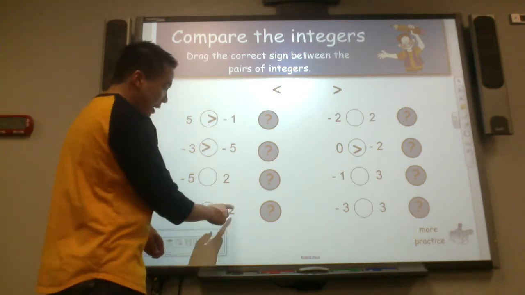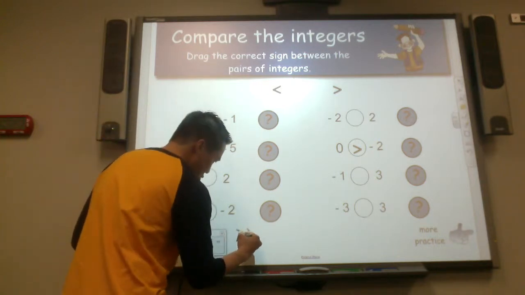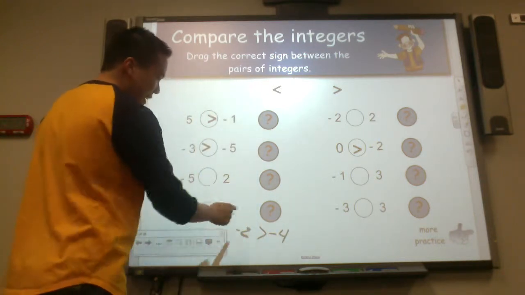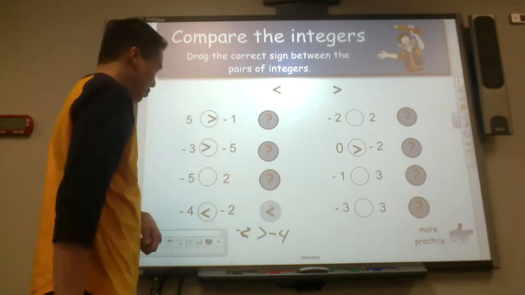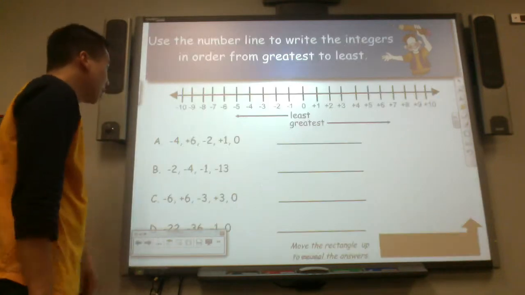Could you also say negative 2 is greater than negative 4? If I rewrote it this way, you can. Both of them mean the same thing. So negative 4 is less than negative 2, or negative 2 is greater than negative 4.